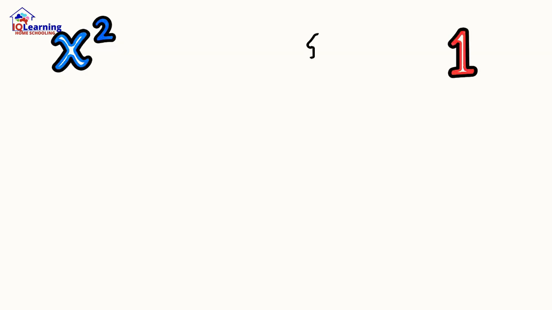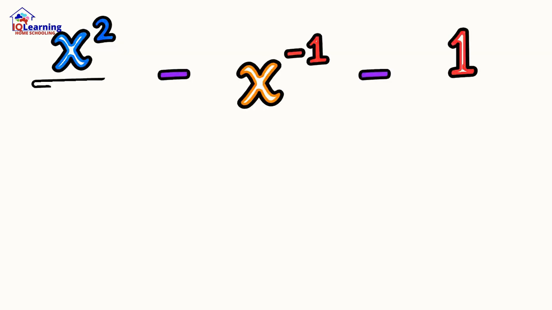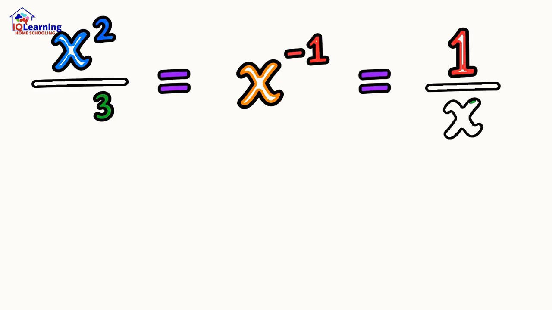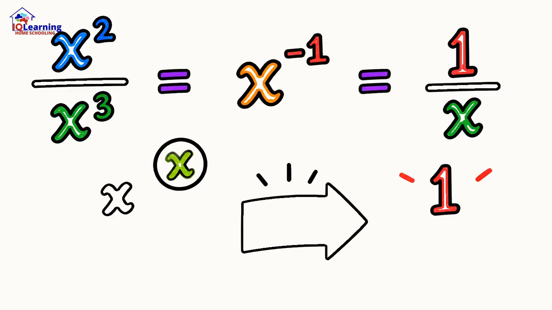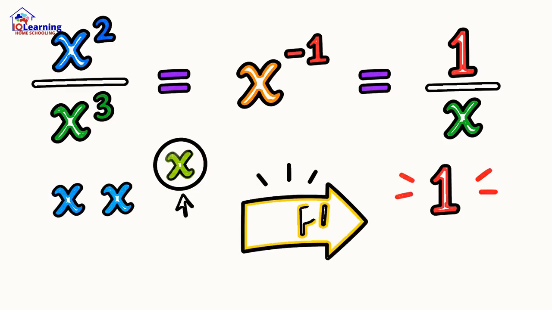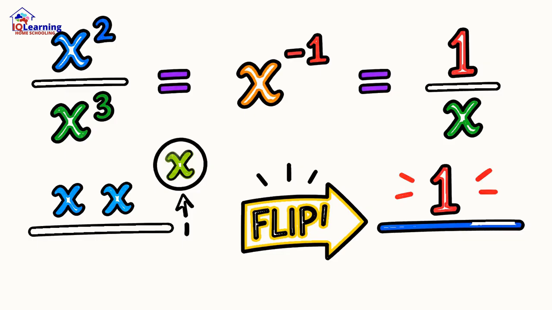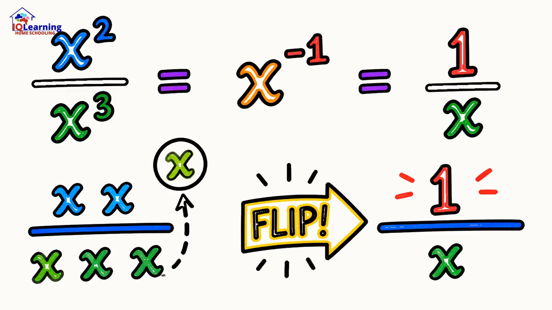What about a negative power? Say x squared divided by x cubed. This gives you x to the power of negative 1. If you write it out as a fraction, you're left with 1 over x. So a negative power isn't a negative number, it's a reciprocal. It's an instruction to flip the term to the other side of the fraction line.